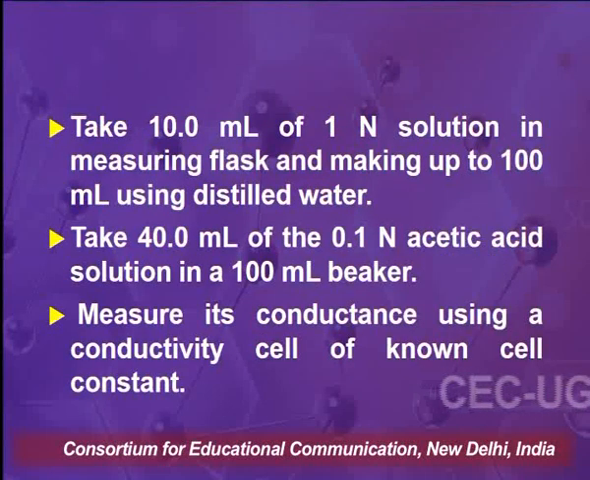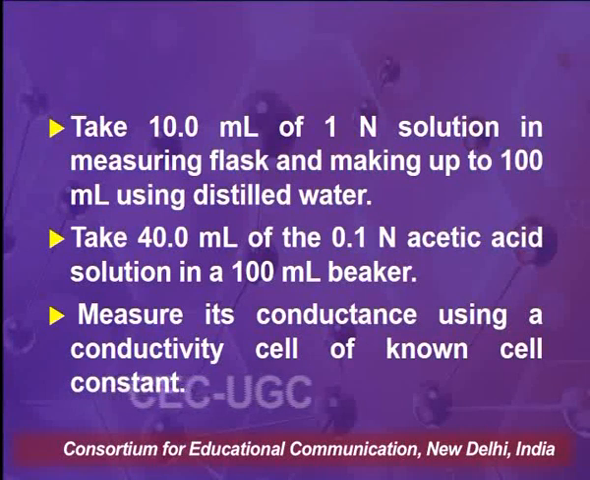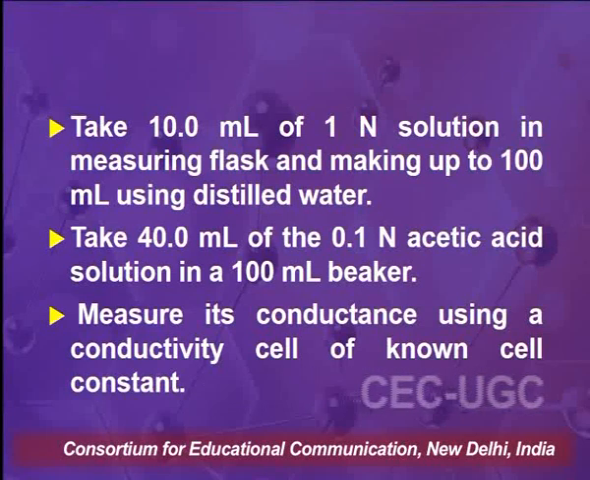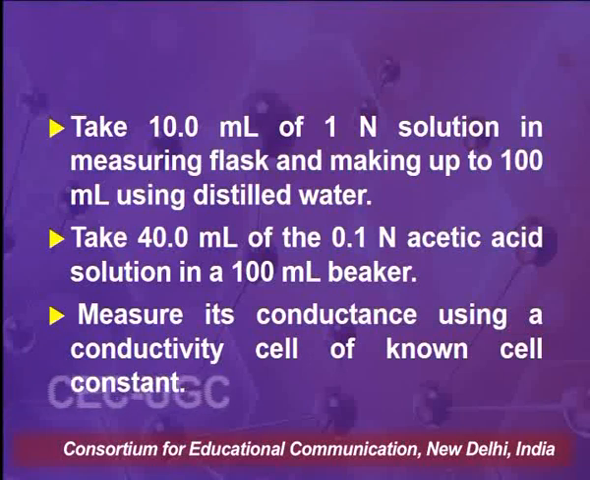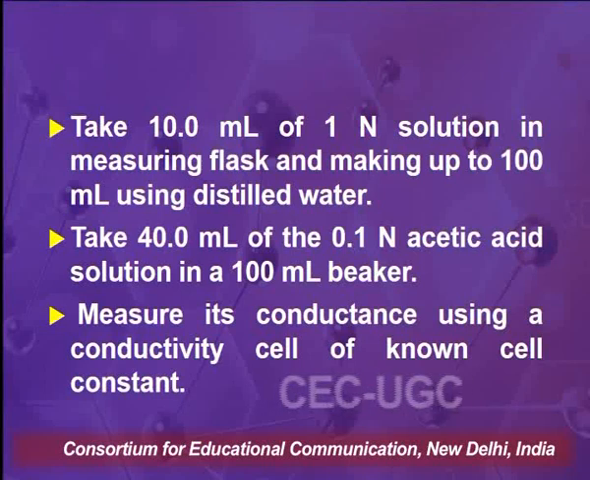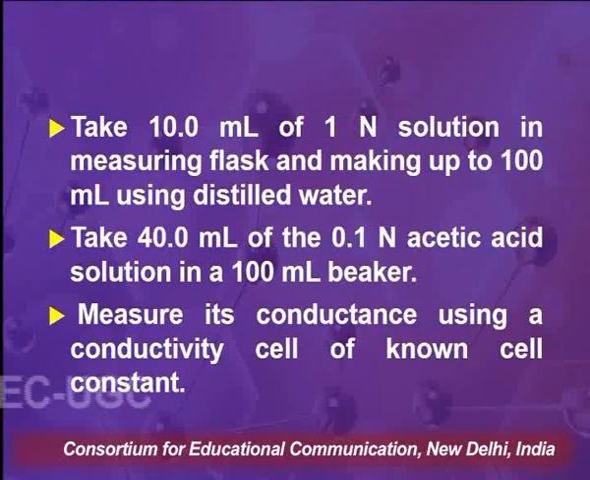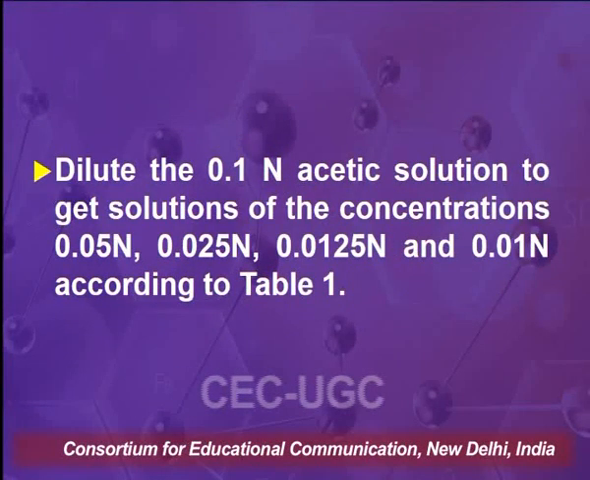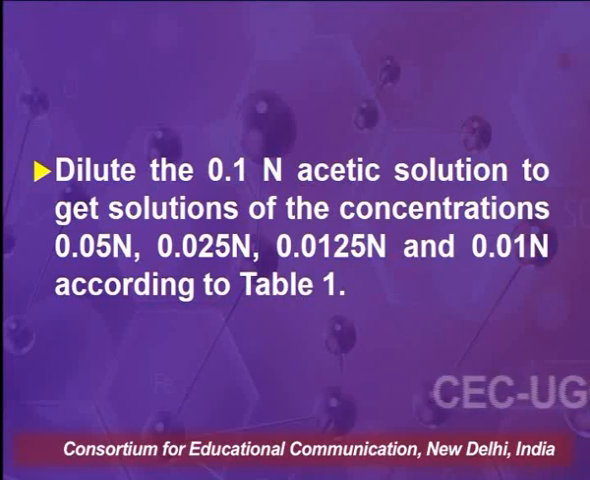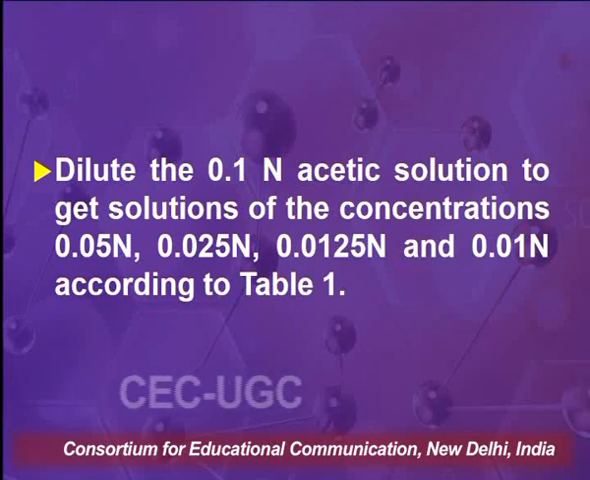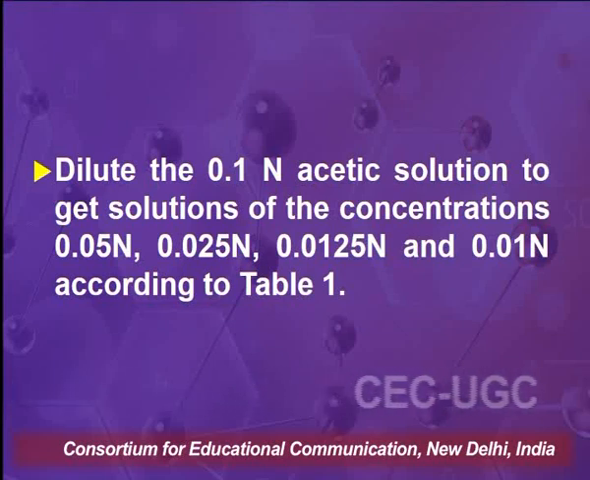So take 10 ml of 1 normal solution in the measuring flask and make up to 100 ml using distilled water. Take 40 ml of this 0.1 normal acetic acid solution in a 100 ml beaker. Measure its conductance using a conductivity cell of known cell constant. Dilute the 0.1 normal acetic acid solution to get solutions of concentrations 0.05 normal, 0.025 normal, 0.0125 normal and 0.01 normal according to the given table.